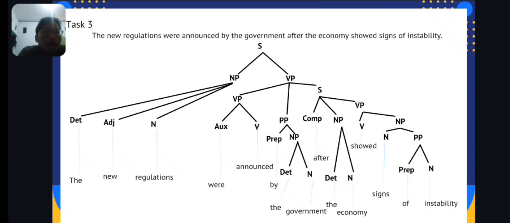After is the conjunction, so after that there is a noun phrase again, another line. The determiner is the, and the noun is economy. For the verb phrase there is the verb showed. So after the verb phrase there is a noun phrase, the noun is signs. And after the noun phrase there is a PP, prepositional phrase. The preposition is of, and the noun is instability.